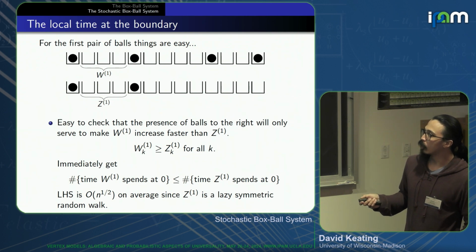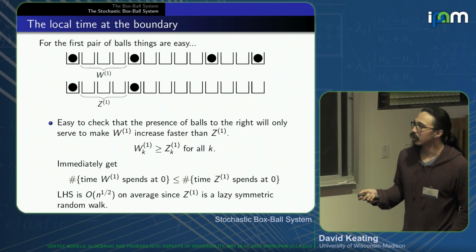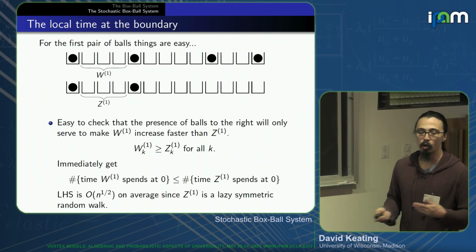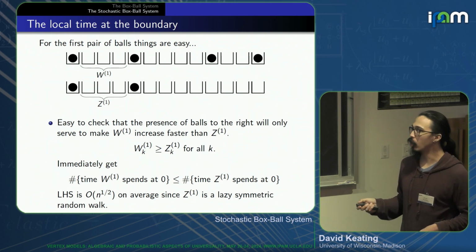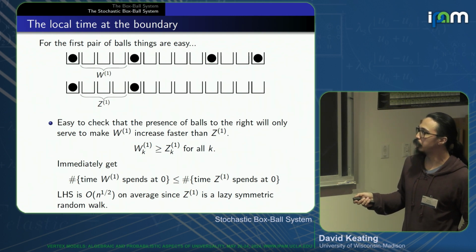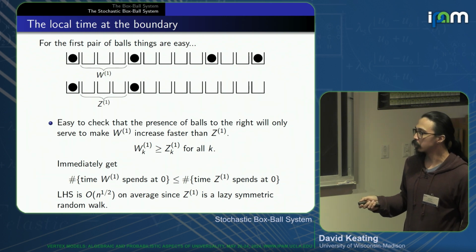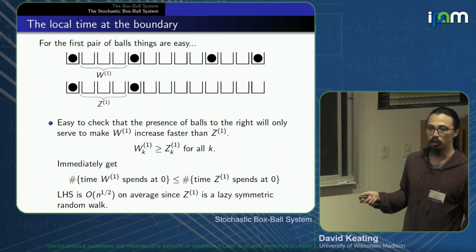And for the first pair of balls, it's easy to check that the presence of these extra balls to the right only serves to make this distance grow faster. So all they can do is make this ball speed up when it's going to the right. So we know that for all time, the spacing W1 will be bigger than the spacing for Z1.